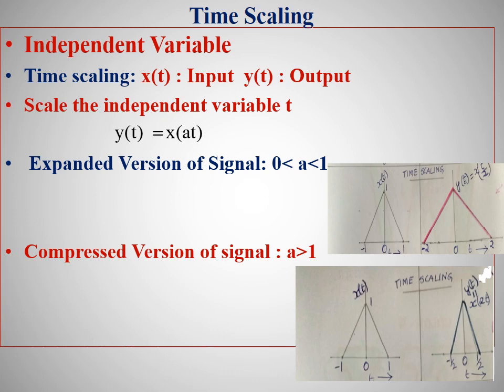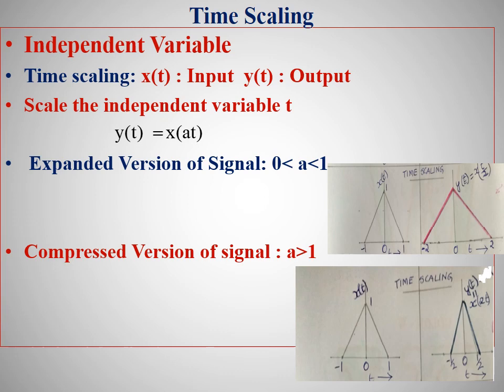The signal exists between 1 to -1, which is going to be a triangular wave, and its amplitude is 1. We are considering an expansion process where a is going to be equal to 1 by 2, or a is going to be equal to 0.5, which is less than 1 and greater than 0. Hence, y of t is going to be equal to x of t by 2. This results in a signal getting expanded between 2 and -2, which was originally between -1 to +1.